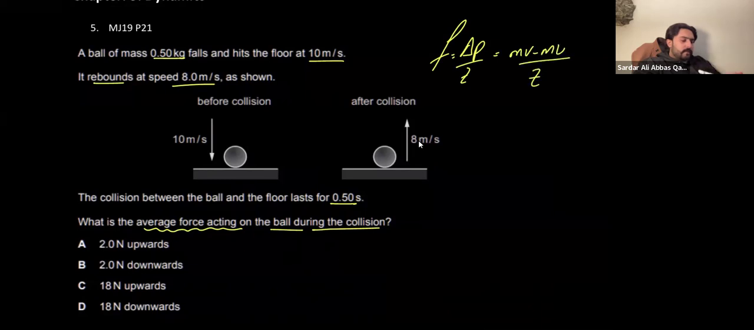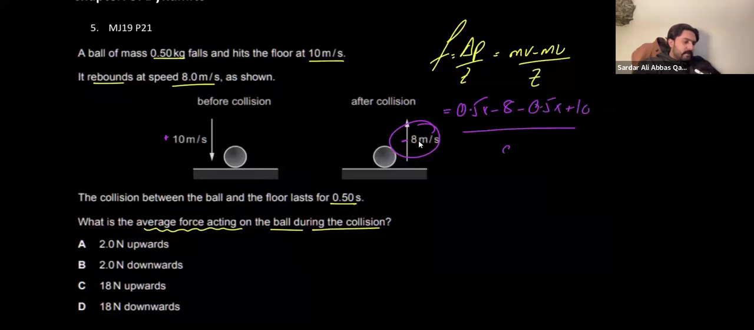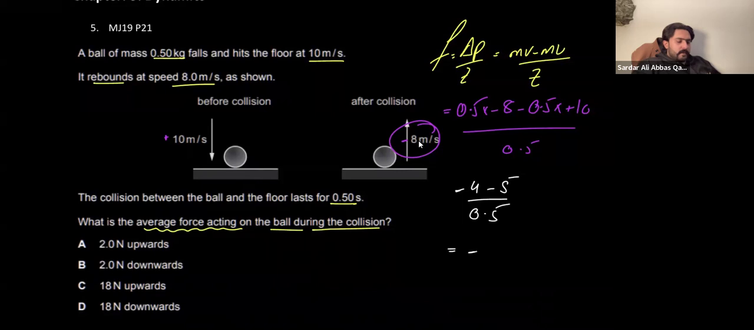By now, these formulas should be on your fingertips. We just substitute the values. We take this as positive and we'll take this as negative. So, what's your mass? It's 0.5 into negative 8 minus 0.5 into positive 10. And what is the time? 0.5. So over here we have minus 4 minus 5 over 0.5. This is minus 9 over 0.5, which is minus 18. So now we know that the magnitude of the force acting is 18. So the answer is going to be either C or D.